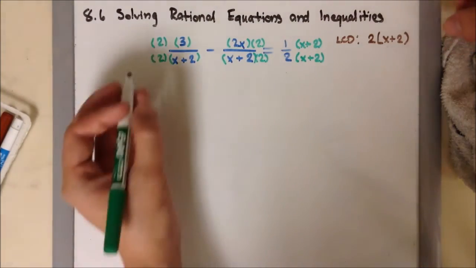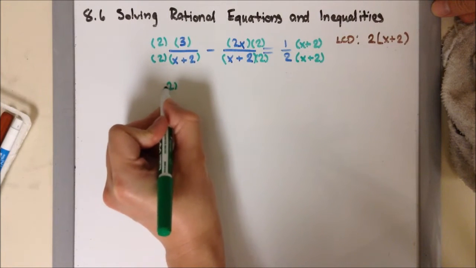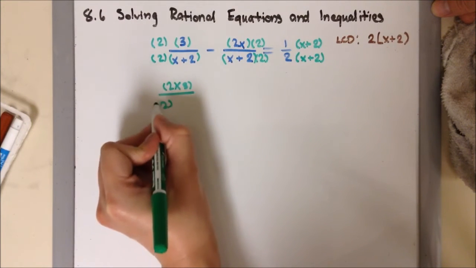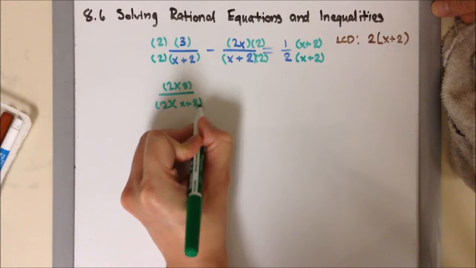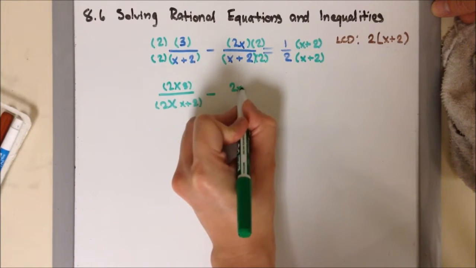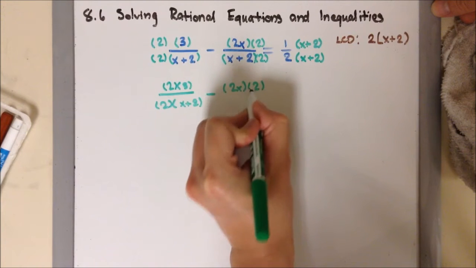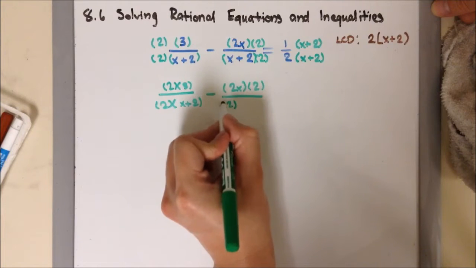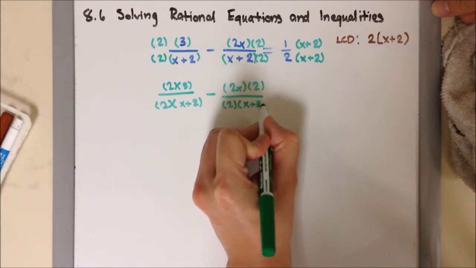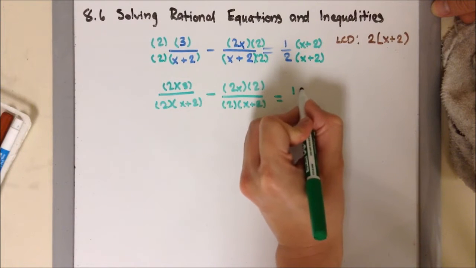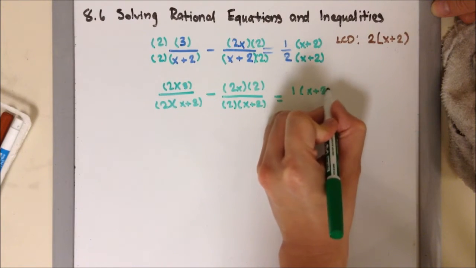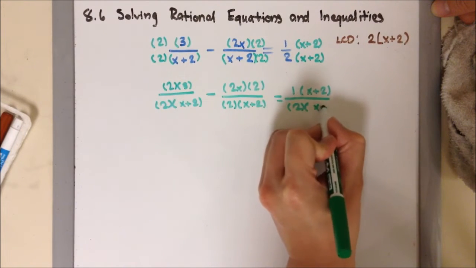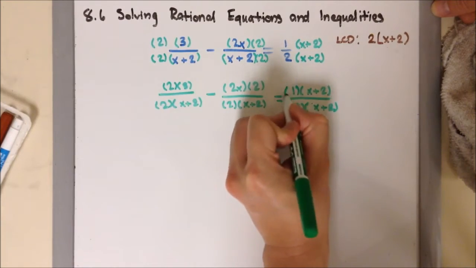So when I multiply, this is what I'm going to have. 2 times 3 over 2 times x plus 2, minus 2x times 2, which is, I'm going to put the 2 in front this time, 2 times x plus 2, equals 1 times x plus 2 over 2 times x plus 2. And let me put this in parentheses.